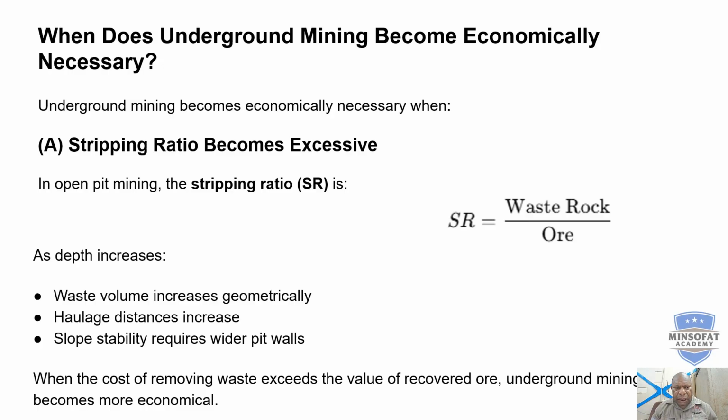The first key factor is the stripping ratio. That is when the stripping ratio becomes excessive. In open pit mining, the stripping ratio is the ratio of waste rock to ore, or in other words, the ratio of how much waste must be removed to expose or reveal the amount of ore.